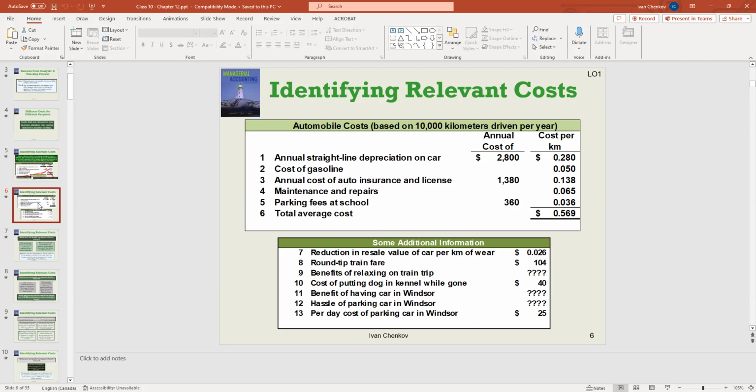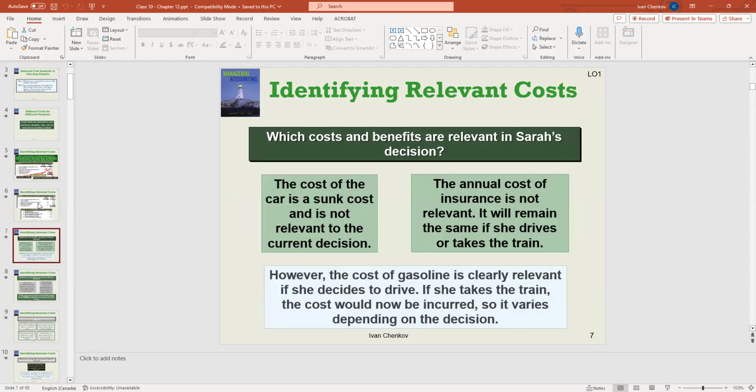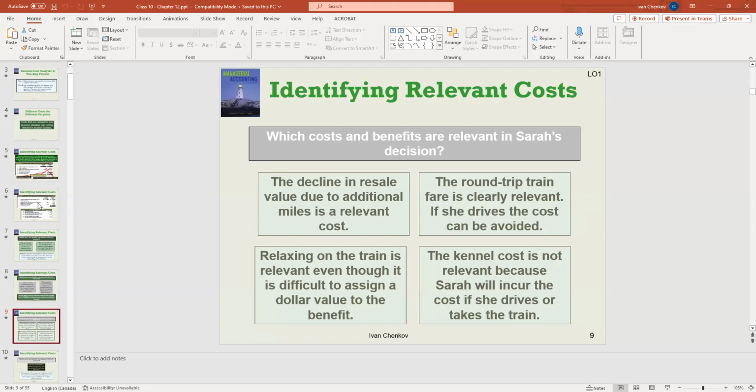And the last thing is the parking cost per day. In the new place where her friend lived, that's $25 per day. Is that relevant for our decision? Definitely relevant, because if we go with the train, we don't have to pay $25 per day. But if we go with the car, we have to pay those $25 per day. So let's keep going with this. The decline in resale value from additional miles is a relevant cost.